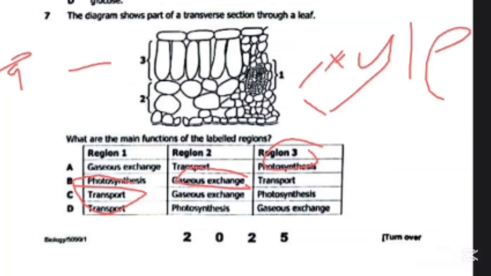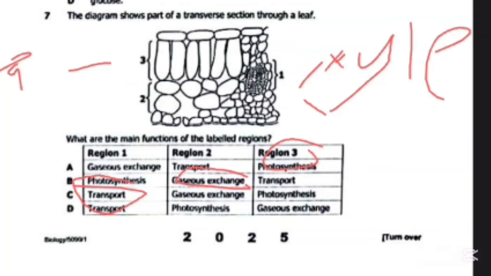So now that we have identified them, we are going to pick the best answer which corresponds to every region. Moving on to A. A says region 1 is gaseous exchange, which is wrong. We said region 1 is transport. Moving on to B. Region 1, we said this is transport, not photosynthesis. So B is also wrong. C. Region 1, we said this is what? Transport. Yes.